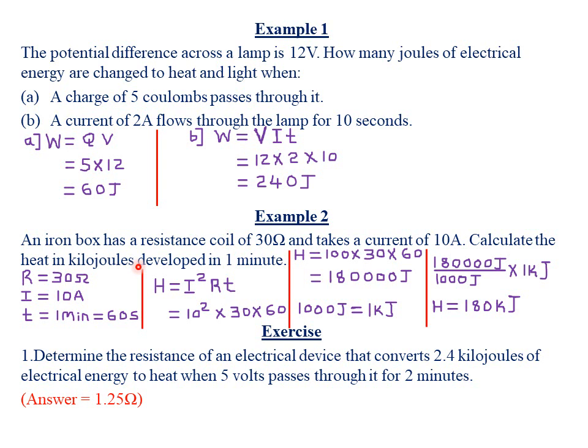But the question wants us to calculate the heat in kilojoules. From a previous slide, we did say that 1,000 joules will always be equal to 1 kilojoule. So whenever we have a kilojoule, that is K, it is always associated with 1,000. So 1,000 joules is equal to 1 kilojoule. What about 180,000 joules? That will be 180,000 joules divided by 1,000 joules multiplied by 1 kilojoule. Of course, the 3 zeros will cancel with the 3 zeros, so we remain with 180 kilojoules as the heat developed in 1 minute.